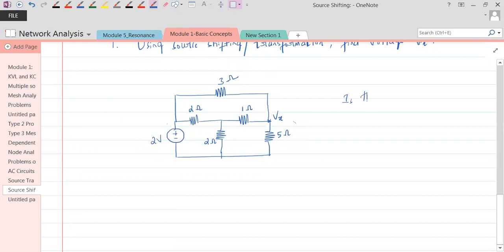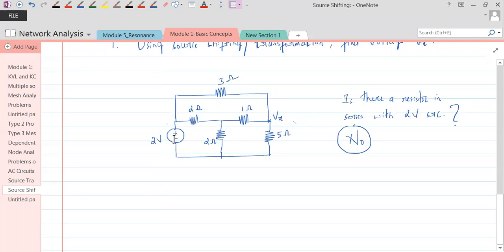Is there a resistor in series with the 2 volt source? If it is there, shifting is not required. If it is not there, the shifting is required so that the transformation becomes possible. So let me say no here. The answer is no. There is no resistor in series with the 2 volt source.